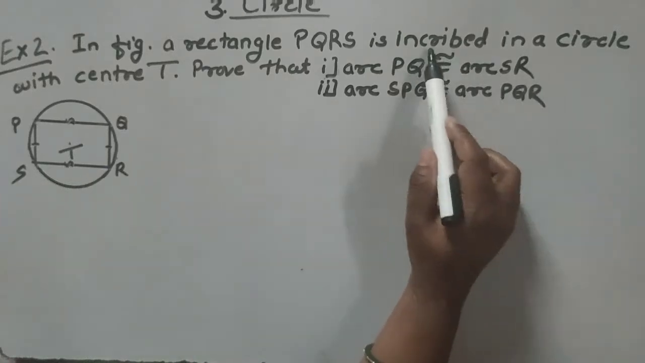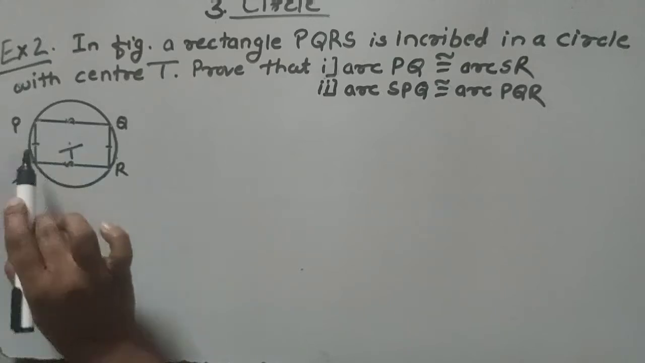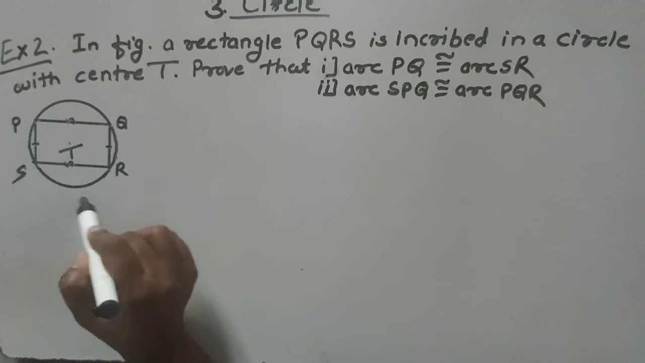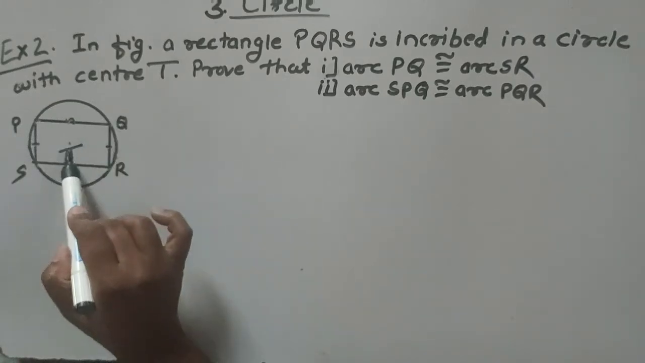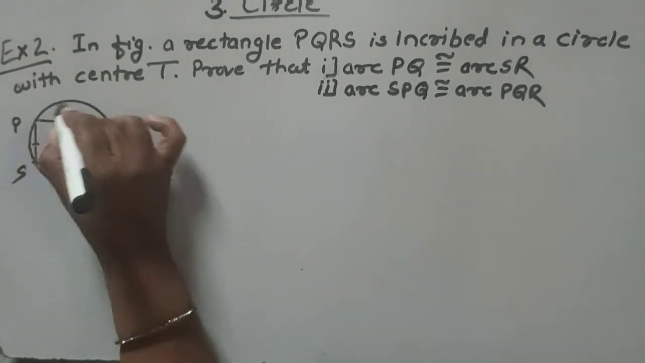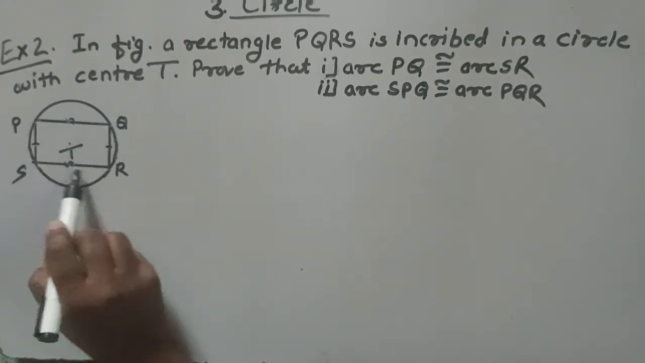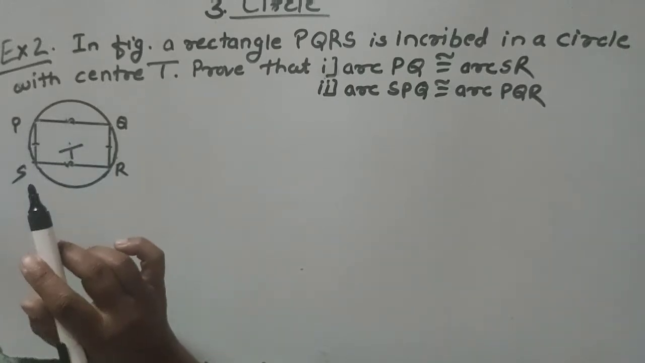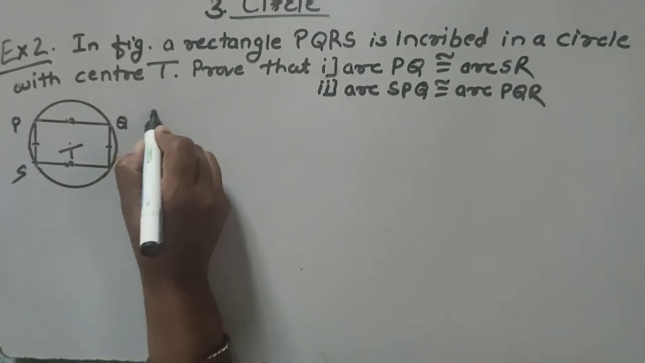Now, the rectangle PQRS is inscribed in a circle, meaning PQRS is inside the circle and its vertices are on the circle, so the points P, Q, R, S are concyclic, and the center of the circle is T. We have to prove that chord PQ is congruent to SR, that is, arc PQ is congruent to arc SR. It is very easy because these two are congruent chords. If chords are congruent, then corresponding arcs are also congruent, which we have already seen. So first of all, we will see the solutions.